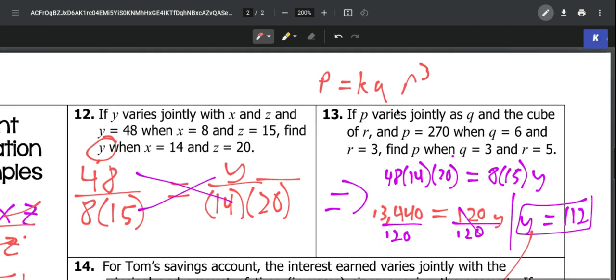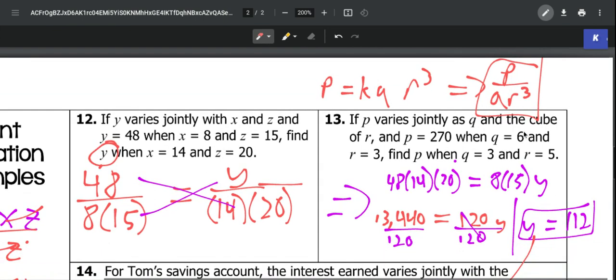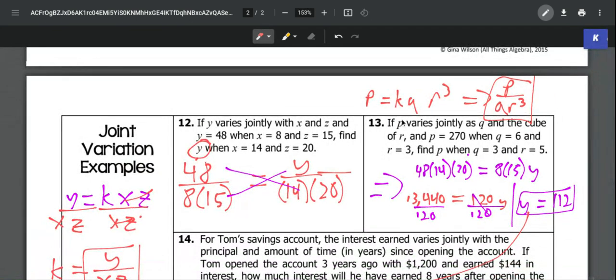So if we wanted to make this our proportion, it would just be p over q r to the third. So we would just set up two proportions with p over q r to the third and set those equal to each other, and then we'd be good to go, which will probably work an example like that, or I may work this example in class for you.